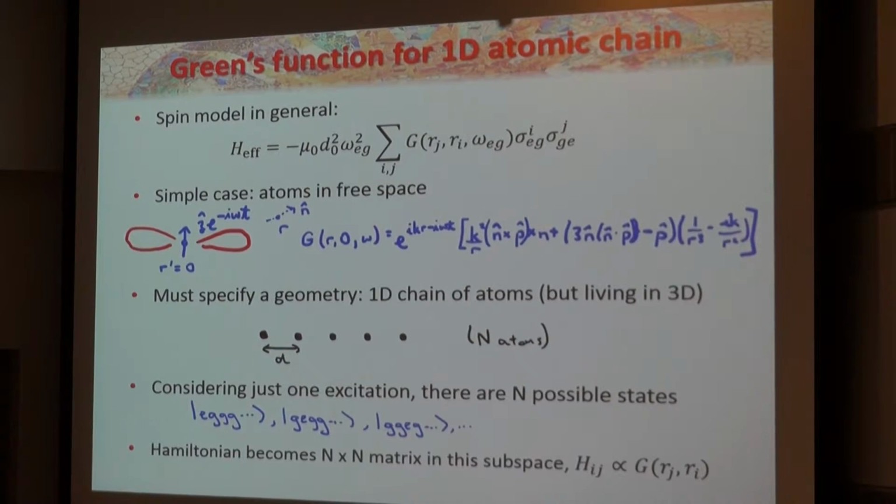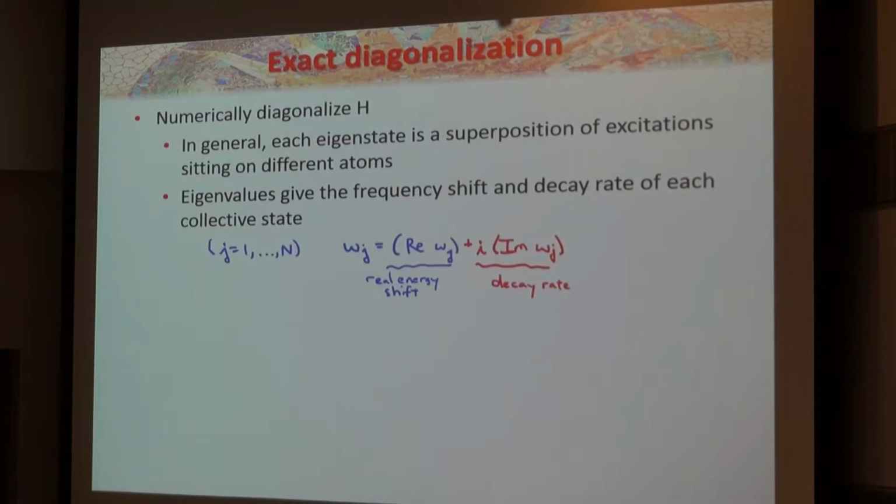So the first thing I want to do is just consider one excitation among these N atoms. In that case, the Hilbert space is pretty small. Either the first atom is excited, the second one, third one, and so on. So there's N possible states. And within this subspace of one excitation, this Hamiltonian is just an N by N matrix, so I can easily diagonalize it. You can do that just numerically.